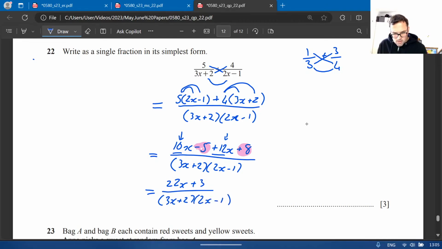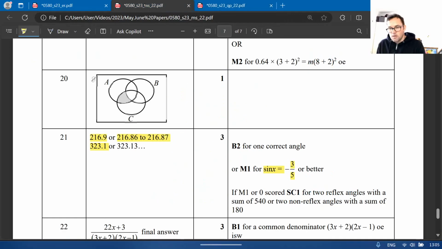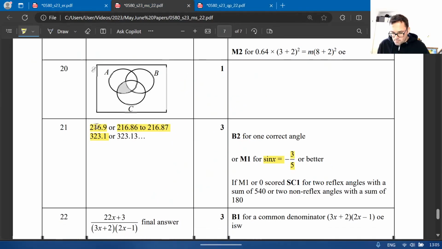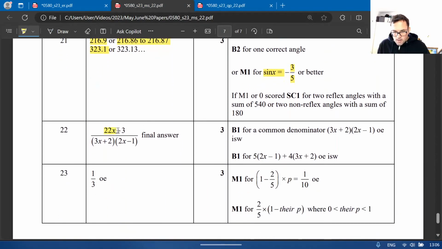And I believe that's the answer. I mean, we've done enough for 3 marks, haven't we? If there was 5 marks, I would maybe look if anything can be cancelled out. But I believe we've done it. There we go. You see that? Don't need to expand the brackets at the bottom.